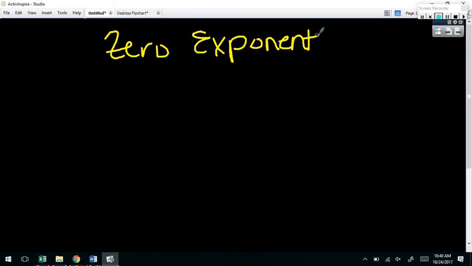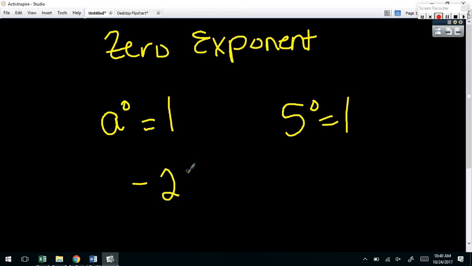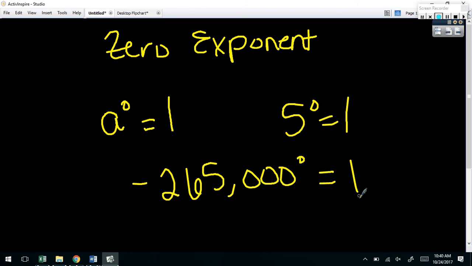As long as the base is not 0 itself, anything raised to the 0 power, take out your calculator and do something raised to the 0 power, see what happens. Is it 0? It's 1. Doesn't matter how it goes. 5 to the 0 is 1. Negative 265,000 to the 0 power is 1.